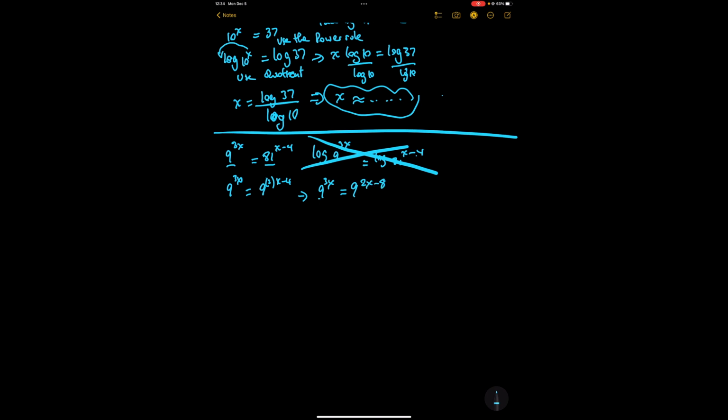And now we have the same base again. So I'm just going to disregard the 9s. I get 3x equal to 2x minus 8. And I get 3x minus 2x equal to negative 8. So I get x equal to negative 8. And guess what? That's your answer.